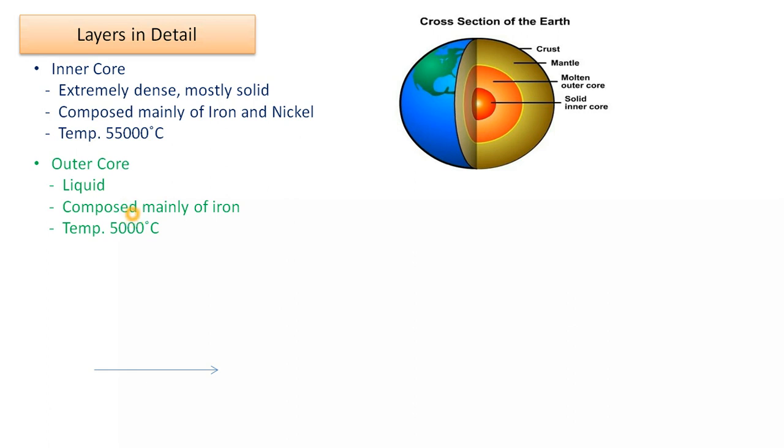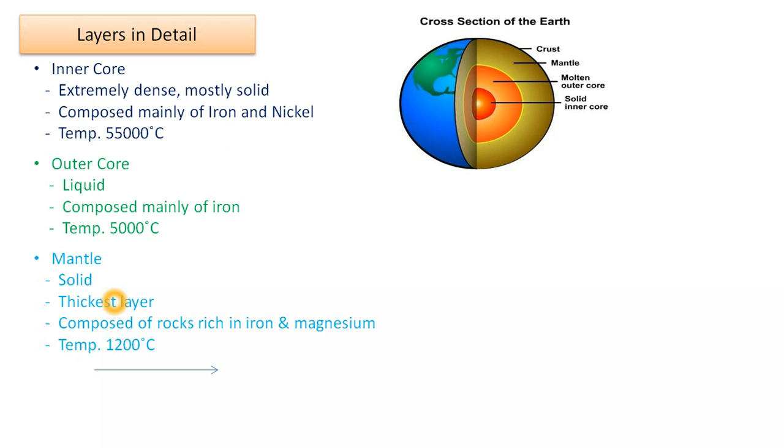Now the next layer is mantle. Mantle is solid. However, in some areas it might be liquid. It is the thickest layer of the earth. You can see in the picture also, it's the thickest layer of the earth, and it's composed of rocks which are rich in iron and magnesium. And the temperature in mantle is almost 1200 degrees Celsius. So you see the temperature is gradually decreasing as we are coming towards the outer layer, and finally the outermost layer, that is the crust. And crust is the thin layer when compared to all other layers.